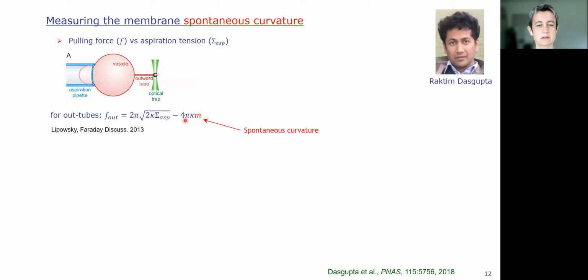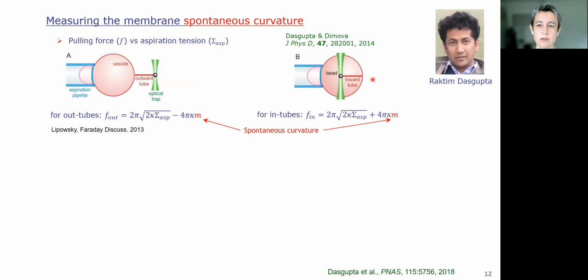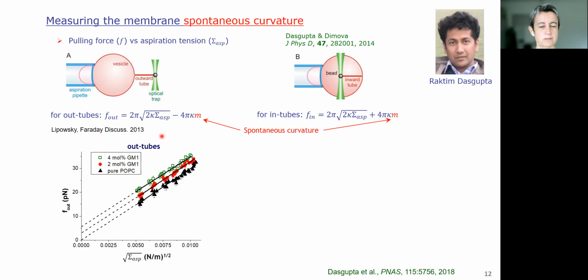You can think about this as a tension contribution. If you pull inward tubes, and we manage to do that as well, the sign here changes because of the direction of the force. Now, here's some data. We have the force plotted as a function of the square root of the tension. The slope would give you the bending rigidity. The intercept would give you the spontaneous curvature.